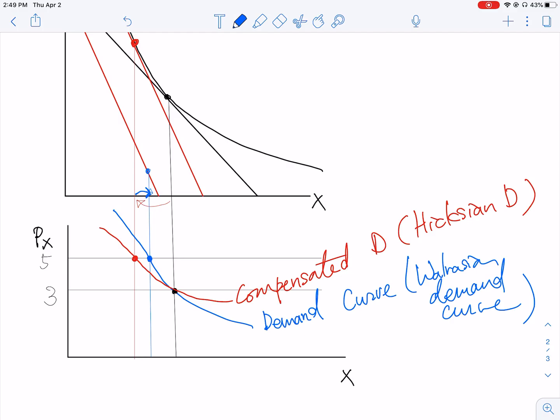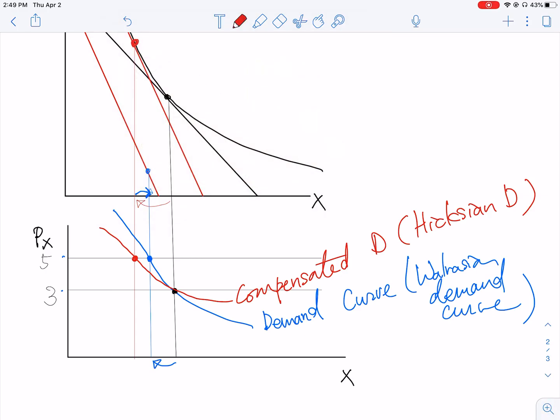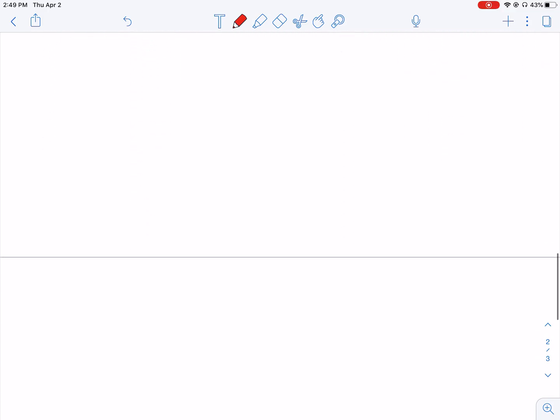Because when the price goes up from 3 to 5, the demand decreases by this much. But if you think of only the Hicksian demand, it changes this much, right? Because the income effect is neutralizing some of the substitution effect. So that's the case.